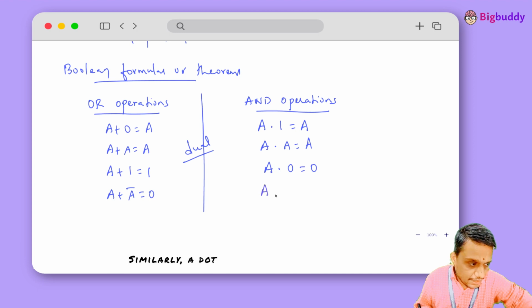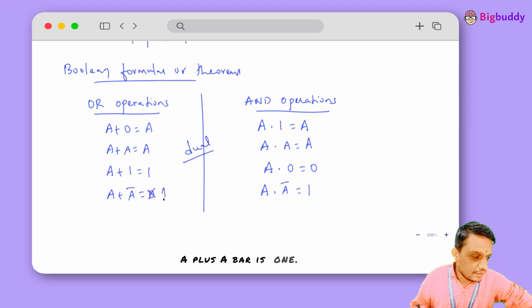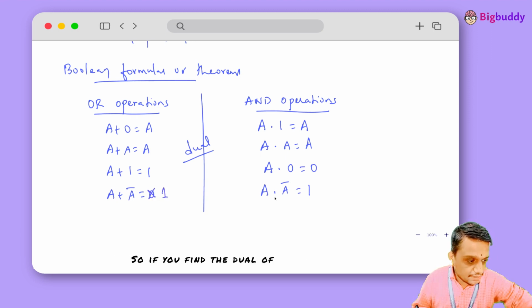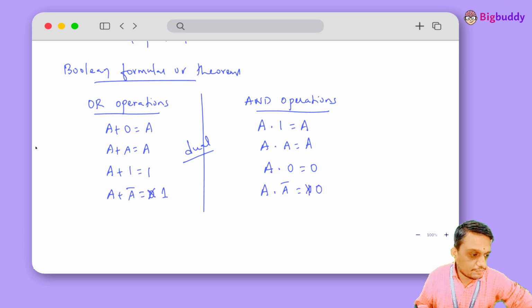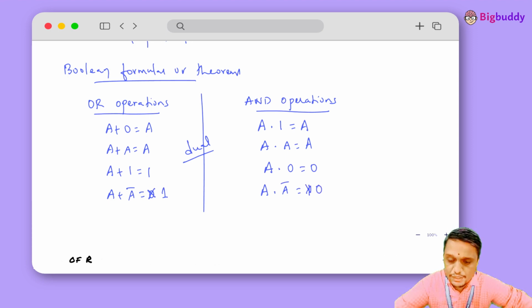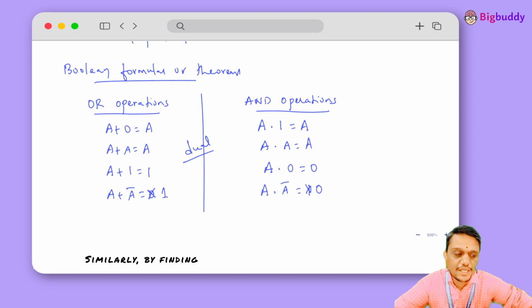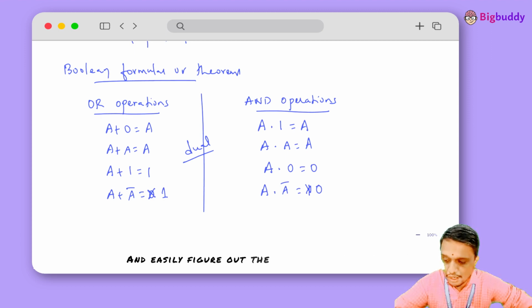Similarly, A dot A bar is equal to 0. Sorry, A plus A bar is equal to 1, and if you find the dual of this, A dot A bar is equal to 0. So like this, by finding the dual of an OR operation, you can easily figure out the AND operation. Similarly, by knowing the AND operation, you can find the dual and easily figure out the OR operation.